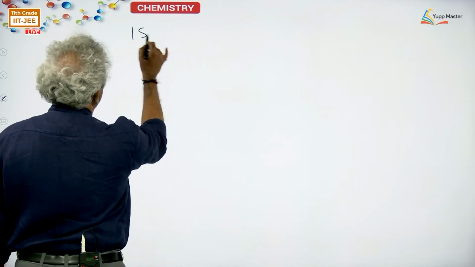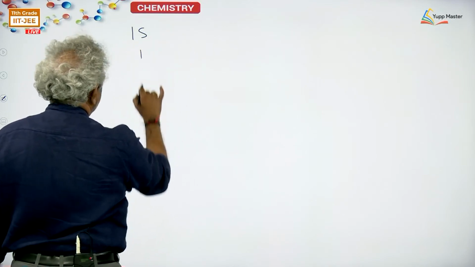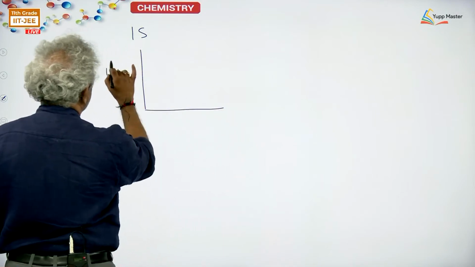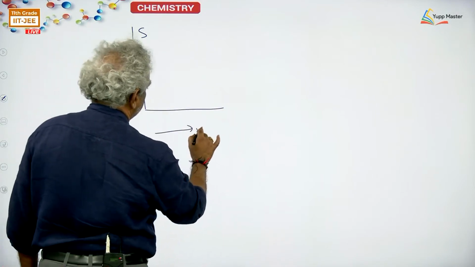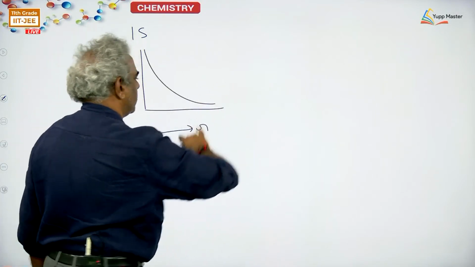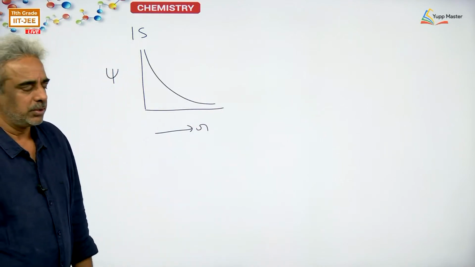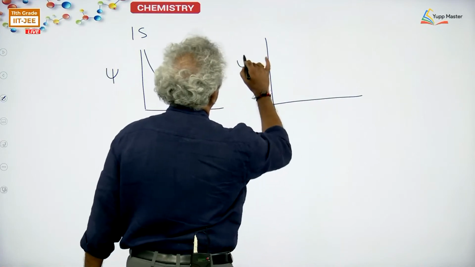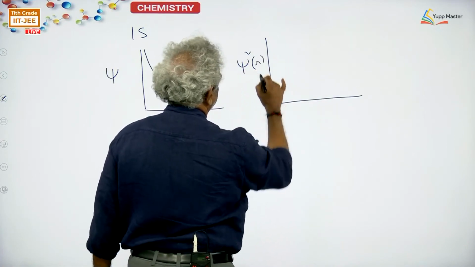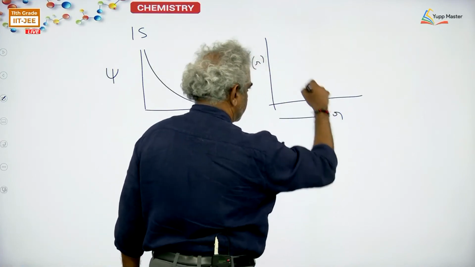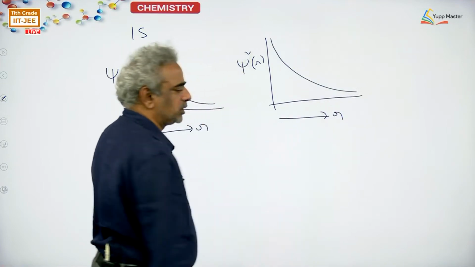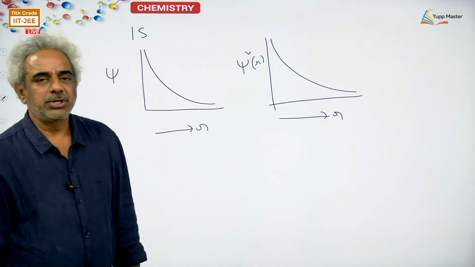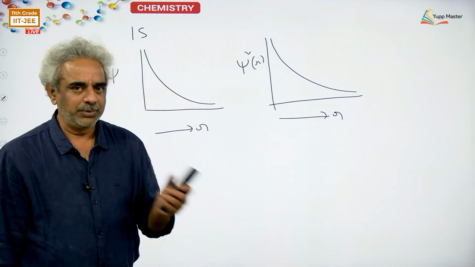For the 1s orbital, if you take psi versus r, it looks like this, an exponentially decreasing function. And for psi square versus r, just take the function and take the variation of psi square with r, you will get something like this.